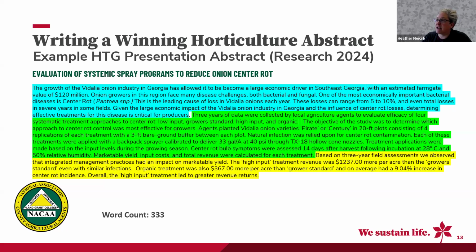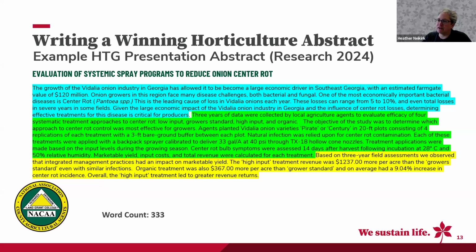Notice the estimated farm gate value is given at 120 million. And it says that growers face many disease challenges, bacterial and fungal. And so they tell you why they chose to focus on center rot, because it's the leading cause of loss that growers experience. And they then give you more information about the losses and how they can range and how severe they can be. And because this is such a viable agronomic and economic industry in Georgia, the influence of losses and finding effective treatments is really a critical management standpoint for these growers.